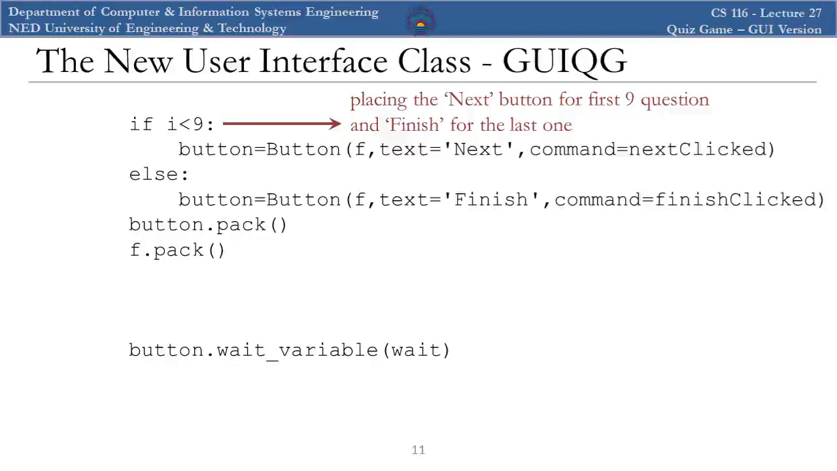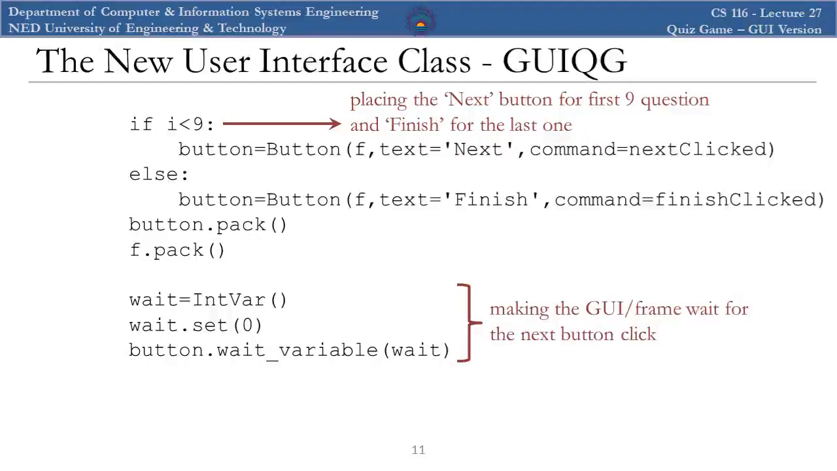Now this wait variable cannot be an ordinary variable like an ordinary integer or boolean variable. As I told you, GUI does not recognize those ordinary variables, so this wait has to be of the GUI variable class. Here I'm defining it to be of integer type, right? And I'm initializing it to value 0. You can initialize it in the constructor as well, but I'm initializing it explicitly. So these three statements are basically making one frame wait for the next button click.